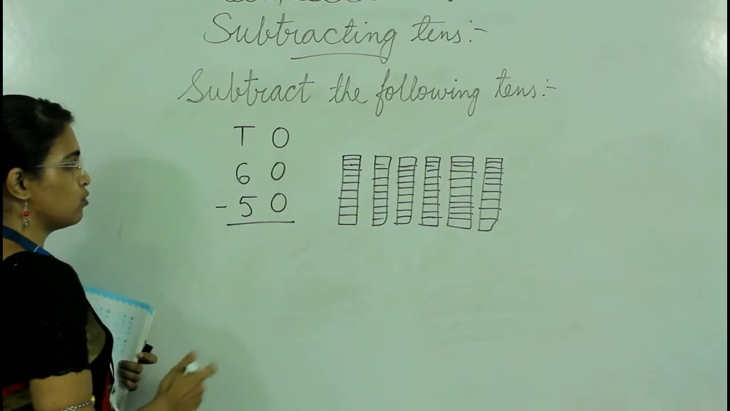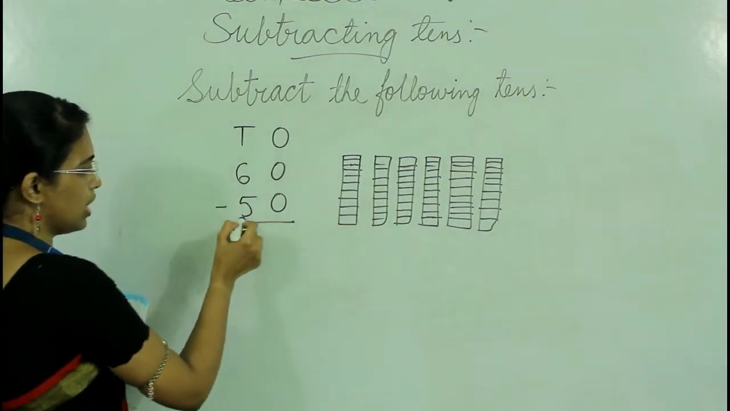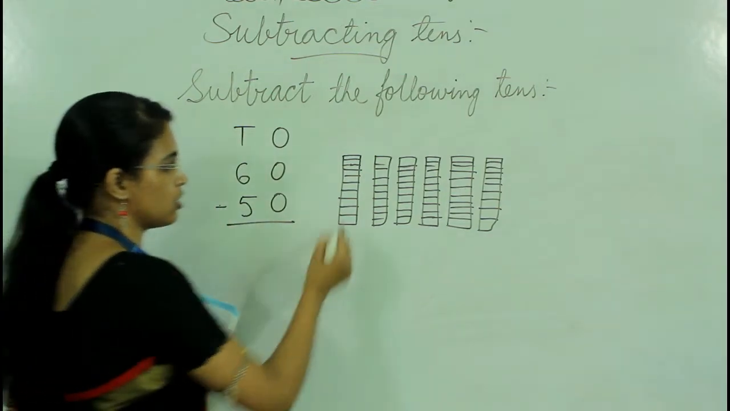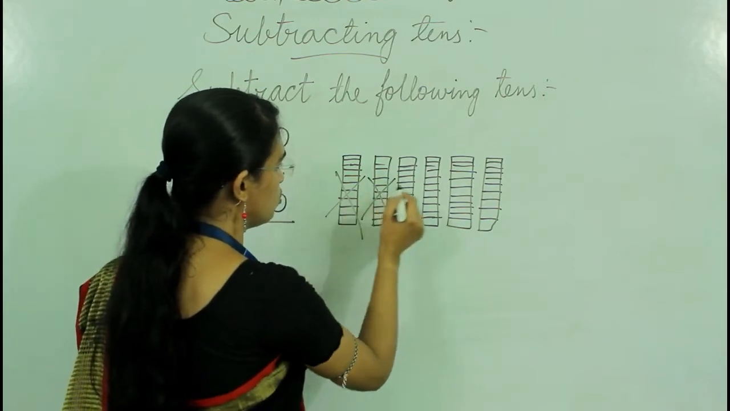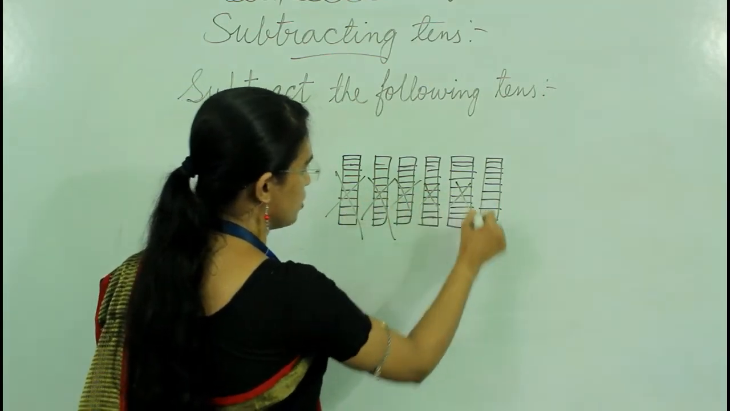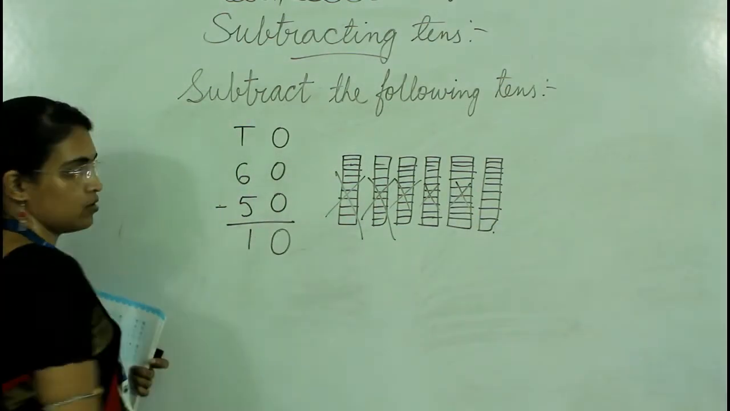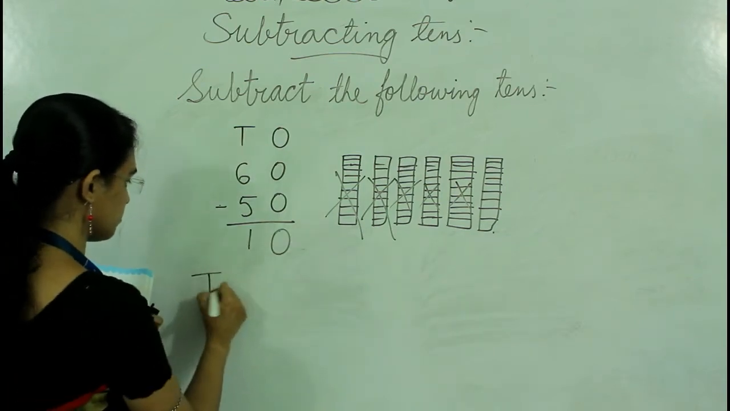So now we have to cut how many groups from here? We have to cut 5 groups from 6 because we are doing subtraction. So cut 5 groups. 1, 2, 3, 4, 5. So how many are left? 1. So write here 1, 0. Okay? In this way.